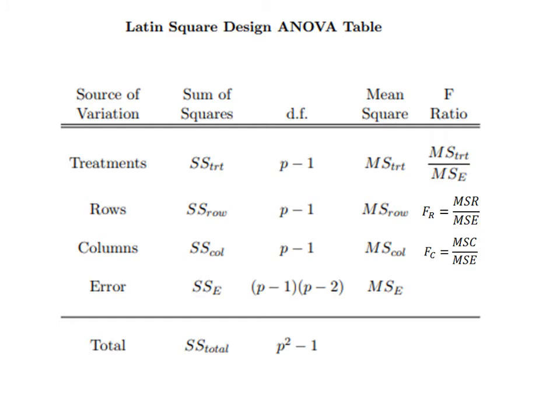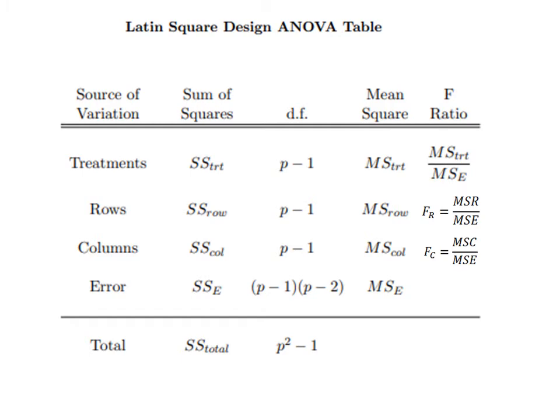So it's very simple. How can we write the formula? SS treatment divided by p minus 1, SS row divided by p minus 1, SS column divided by p minus 1. Like that we can write the formula. So whatever we discussed in RBD, the same kind of formula we can use. Here simply I have given this.